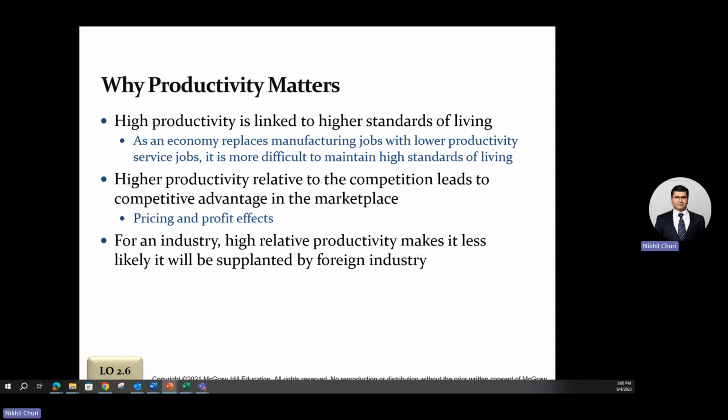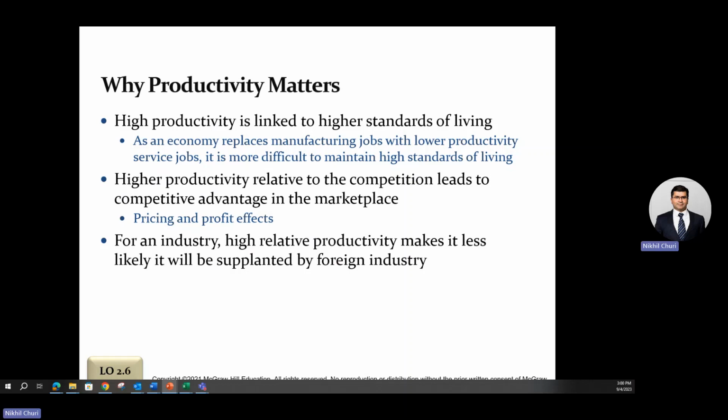Why does productivity matter? Again, it has a direct implication on the profits and revenues your organization makes. Higher productivity is linked to higher standards of living. As an economy replaces manufacturing jobs with lower productivity service jobs, it is difficult to maintain high standards of living. This is taken from a textbook, but very true. It is specific to the overall economy or manufacturing jobs, but it applies to every job sector.